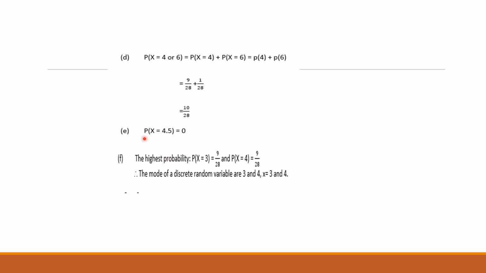Question E, find probability x equals 4.5. There is no x equals 4.5. The probability is 0. And the last one, to find the mode, we look at the highest probability, which is 9 over 28 when x equals 3, and also when x equals 4. So the mode of the variable will be 3 and 4.